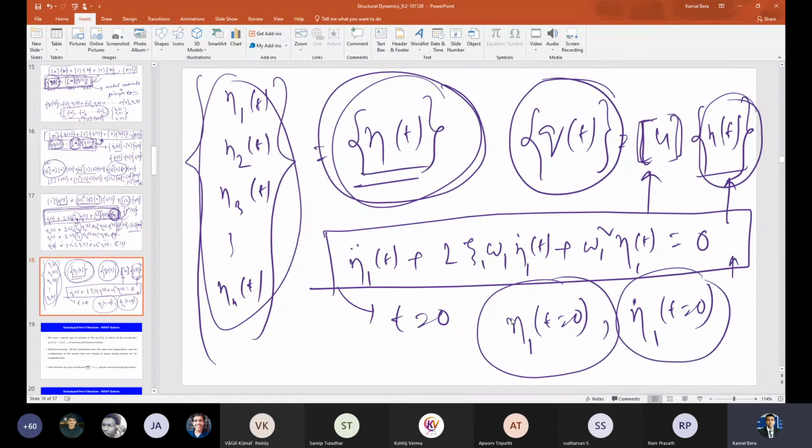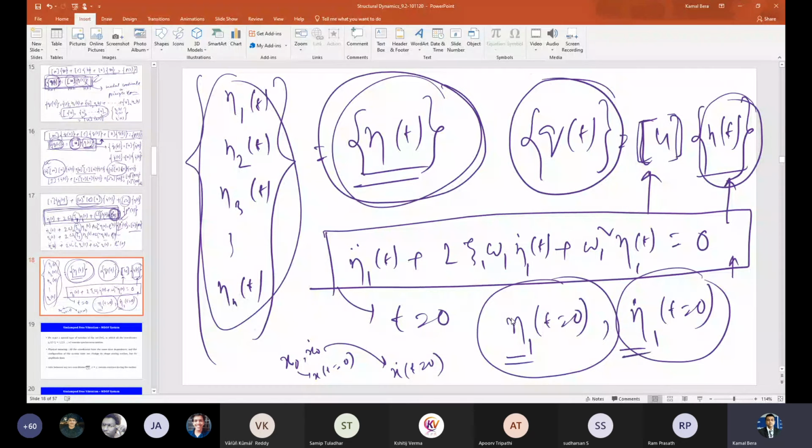You have done it, right? We solved x double dot plus 2 zeta omega n x dot plus omega n square x equals 0, the damped free vibration problem. If you forget, please refer to that. In that case we need two initial conditions, x naught and x dot naught. X naught is nothing but x at time t equal to 0, and x dot naught is the derivative of x at time t equal to 0. So similarly here the coordinate is just eta 1.